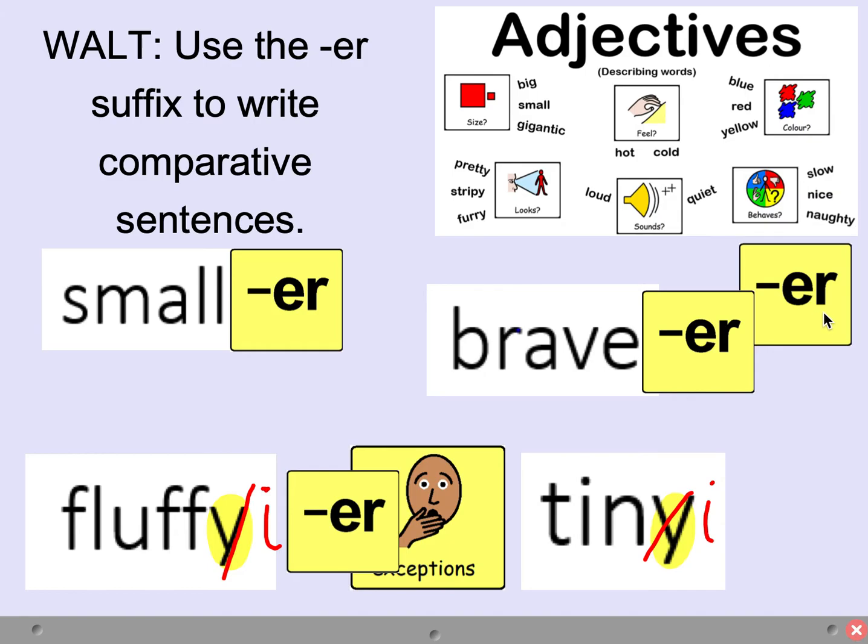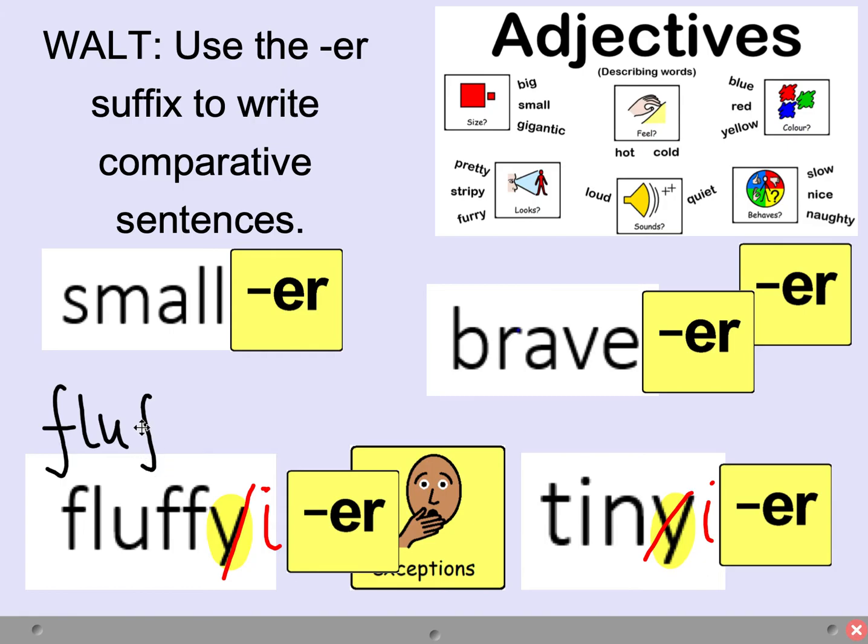Yes, you can be fluffy. Maybe the mouse is fluffy, but I think the lion is even fluffier. And tiny becomes tinier. Excellent job. So when I write it on my piece of paper, the word looks like this. The word fluffy, the letter I and the suffix, fluffier. And the word tiny, and the suffix, tinier.